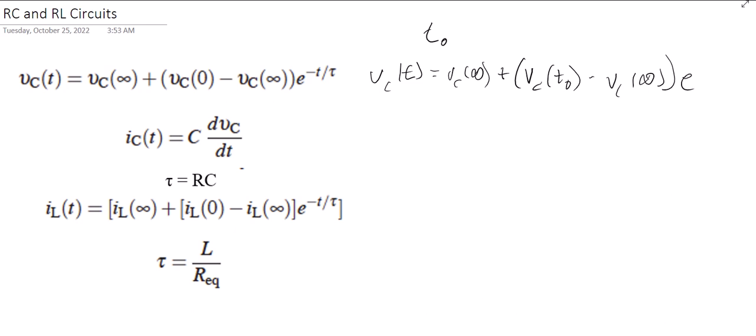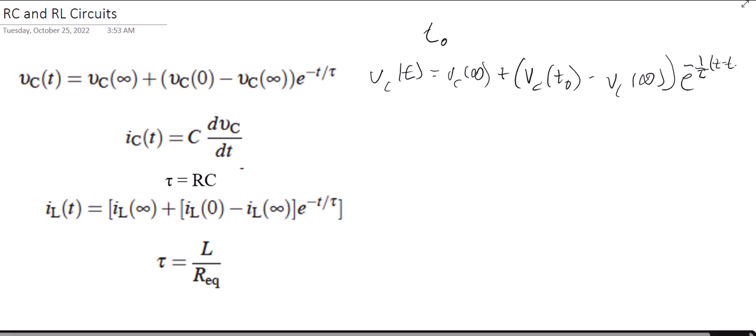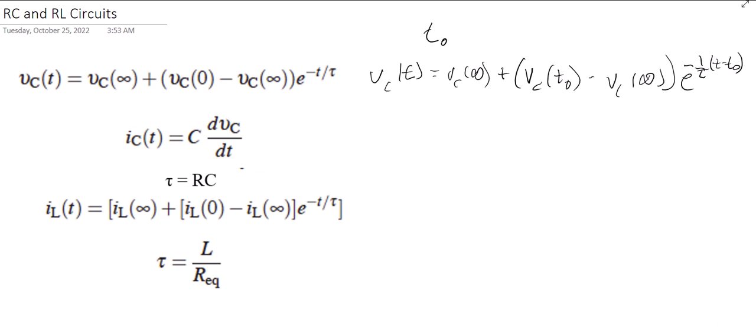E, now I write it, rather than saying minus t over tau, I write it as minus 1 over tau. So rather than finding tau, I find 1 over tau. It just makes for a prettier looking answer at the end. So minus 1 over tau times, and this would be t minus t naught, because we didn't start at 0, we started at t naught. So that would be if you started at time t naught.